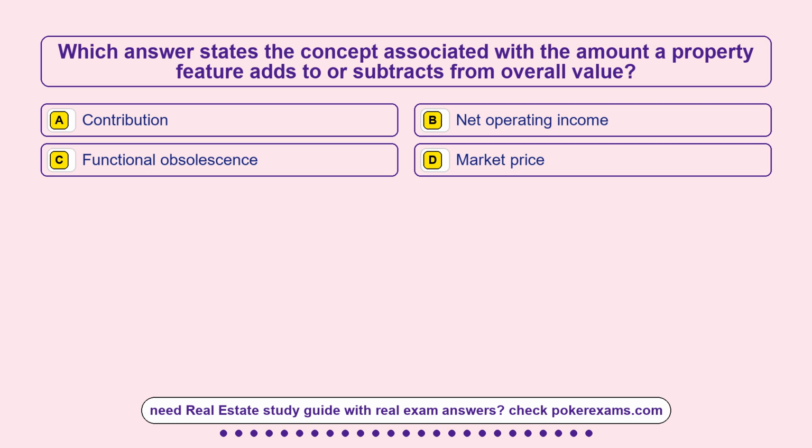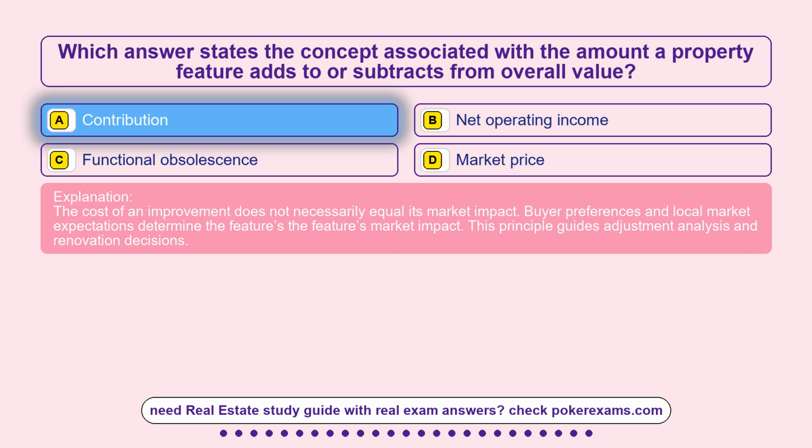Question 10. Which answer states the concept associated with the amount a property feature adds to or subtracts from overall value? Option A, contribution. Option B, net operating income. Option C, functional obsolescence. Option D, market price. The correct answer is option A, contribution. The cost of an improvement does not necessarily equal its market impact. Buyer preferences and local market expectations determine the feature's market impact. This principle guides adjustment analysis and renovation decisions.